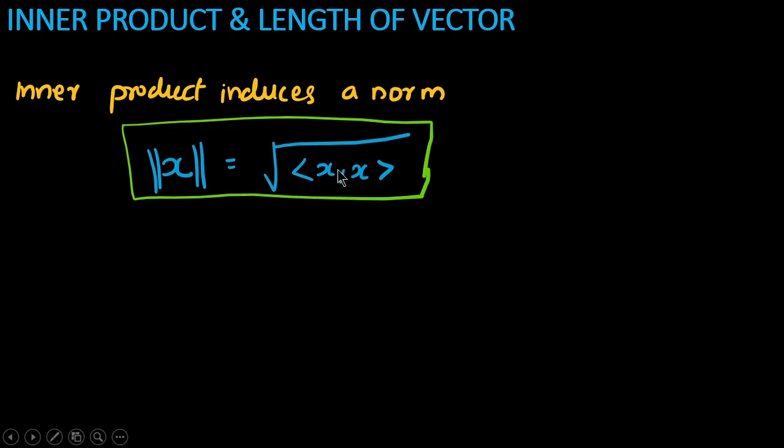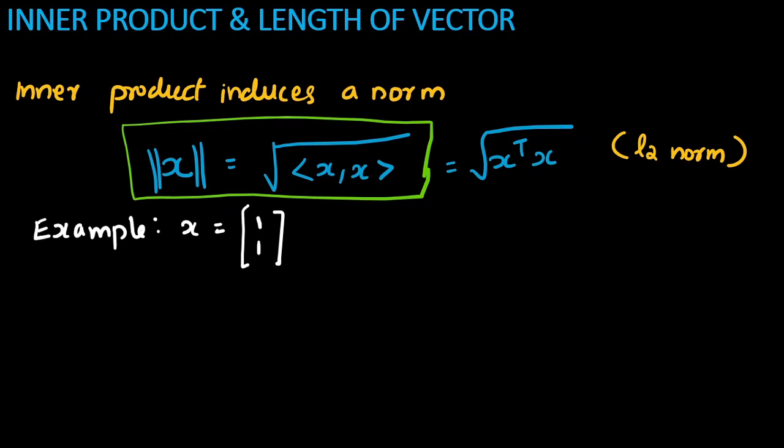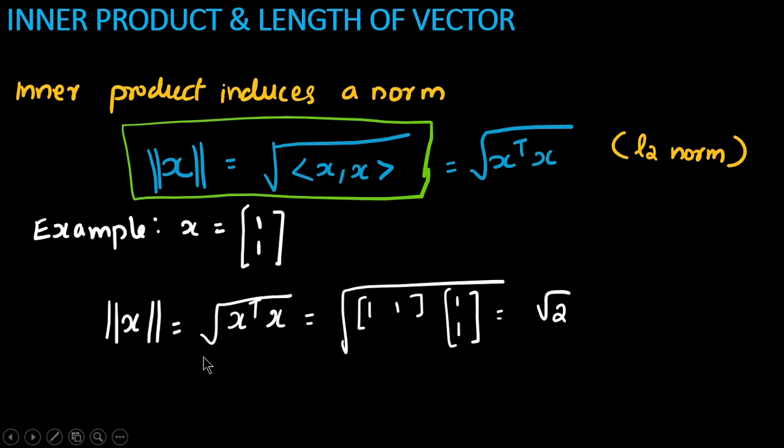Based on the inner product we are taking, this value, or the length of the vector, will change. If you take the dot product as the inner product, it will be root of x transpose x, and that will give you the L2 norm, or the Euclidean distance. For example, when x is the vector 1, 1, then norm of x is equal to root of x transpose x, which gives you root 2.